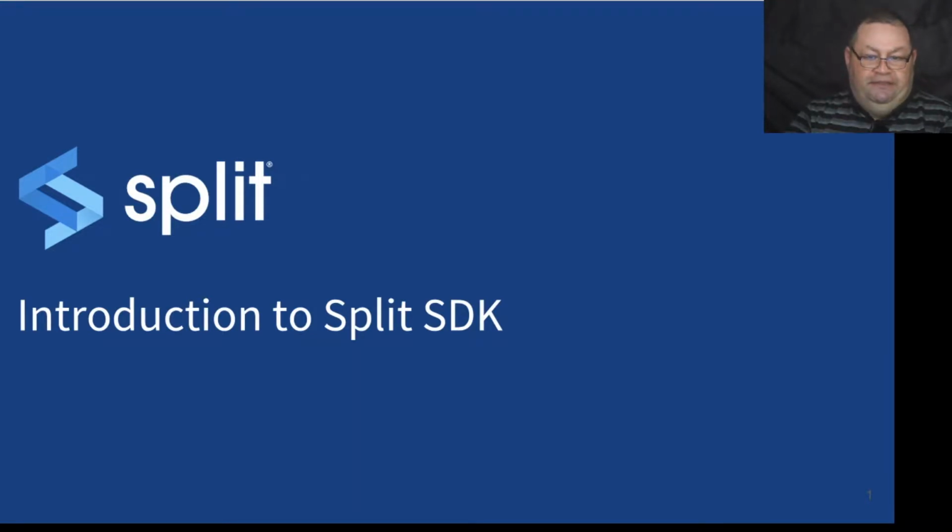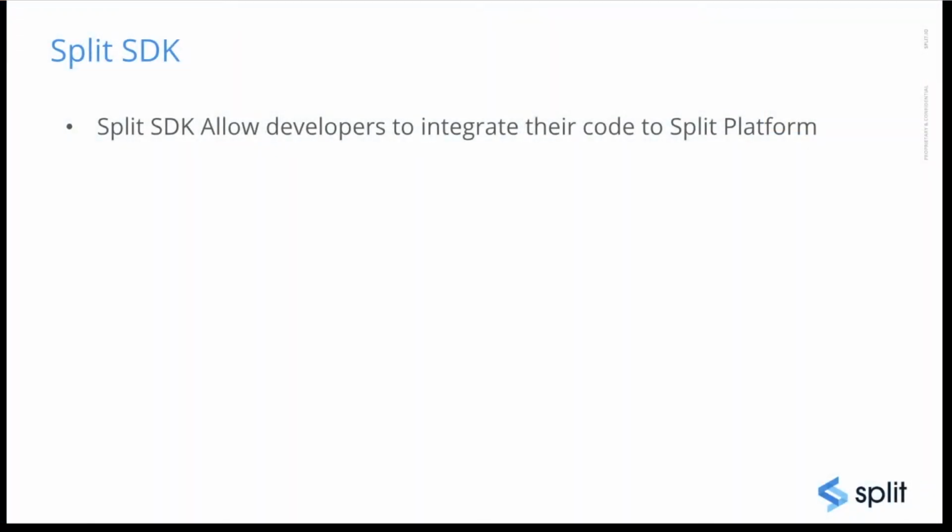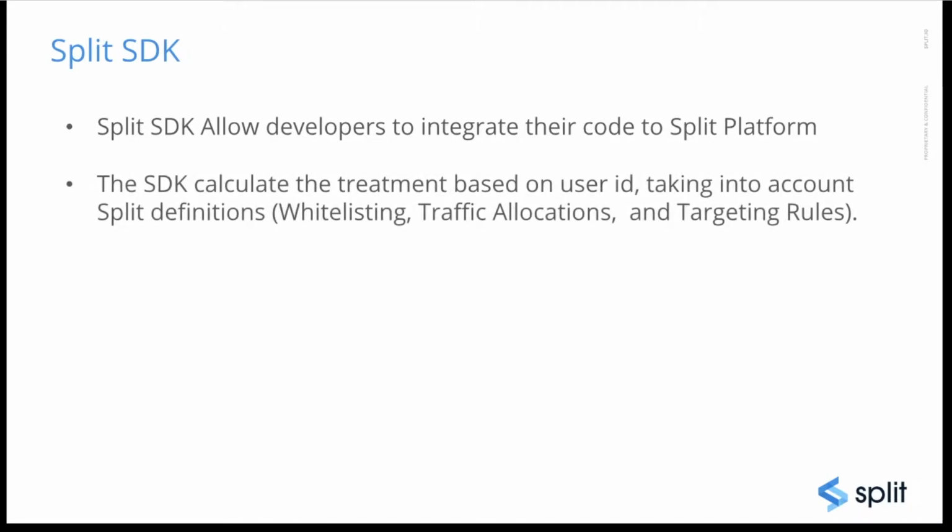So let's get started. Split SDK allows developers to integrate their code to the Split platform. The SDK calculates the treatment based on a user ID. Now, we do have a lot of conditions that can be taken into account, and we call them split definitions. They include whitelisting, traffic allocations, and targeting rules.